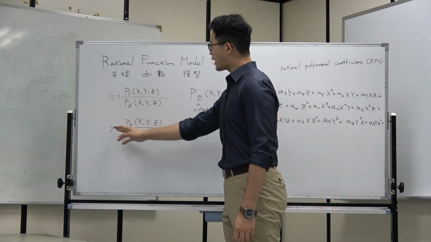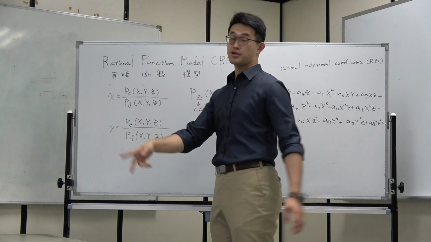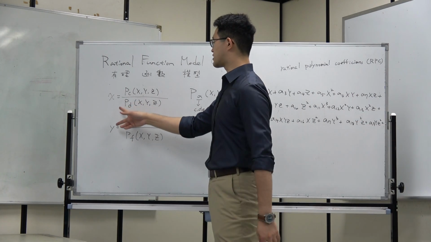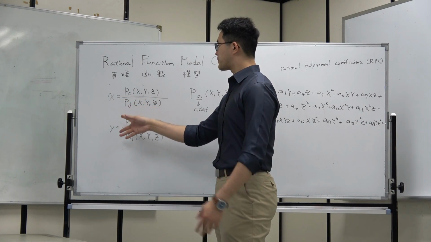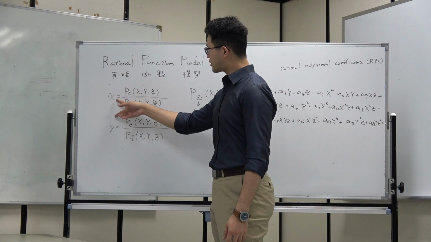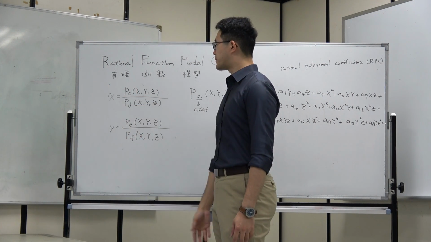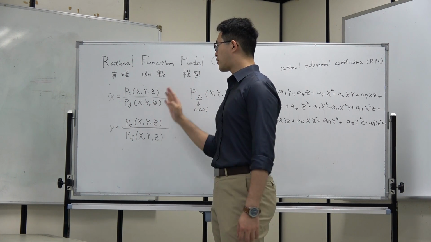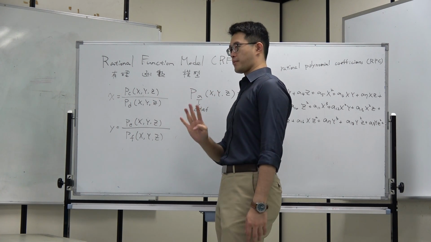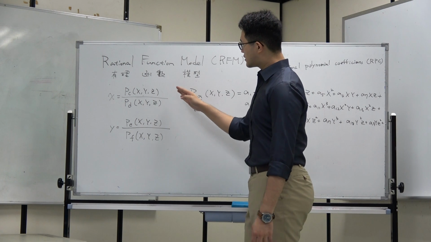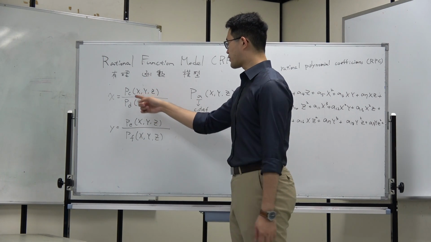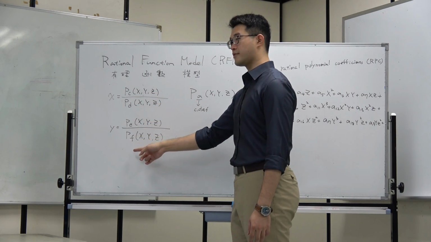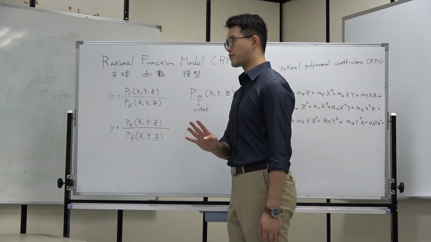You have the x, y as the image coordinates, similar to the coordinate condition equation. So you have the image coordinates over here on the left-hand side of the equation. For the right-hand side, you have four polynomial functions, which I indicate with PC, PD, PE, PF. So four different polynomial functions.